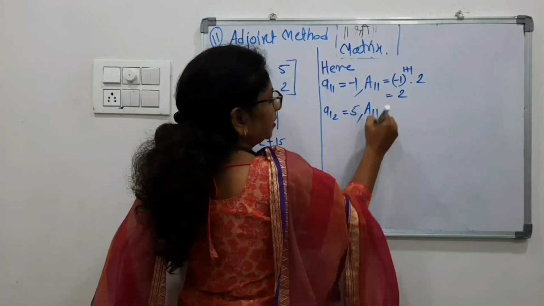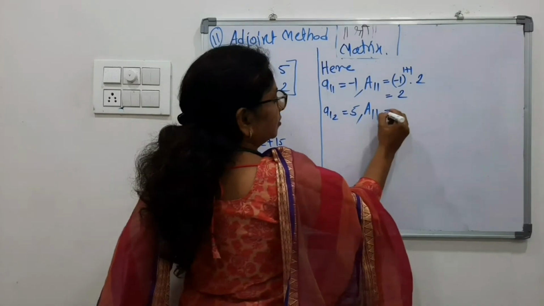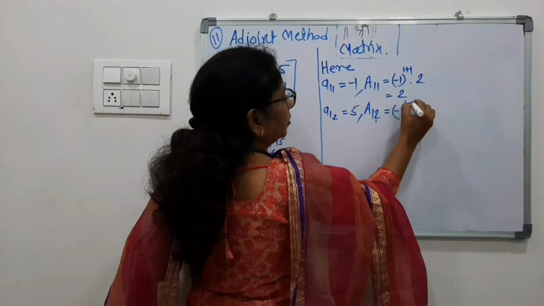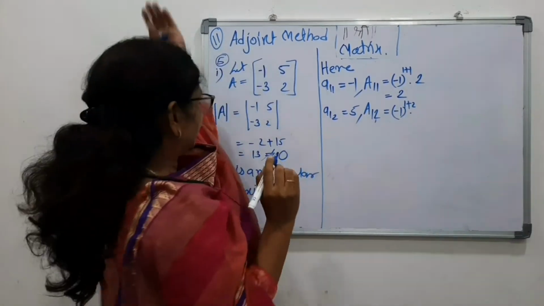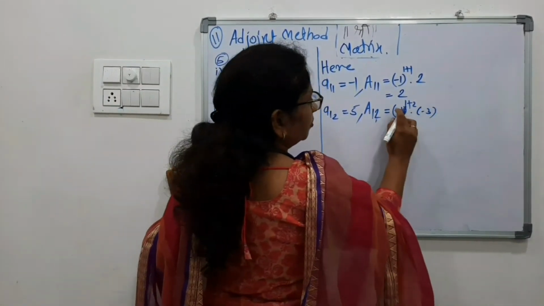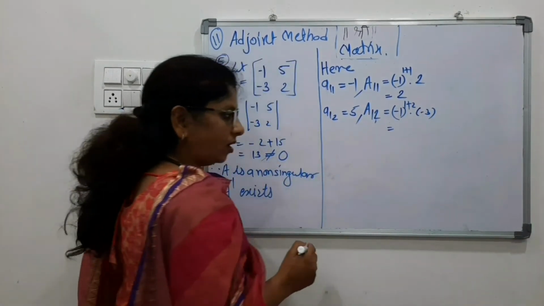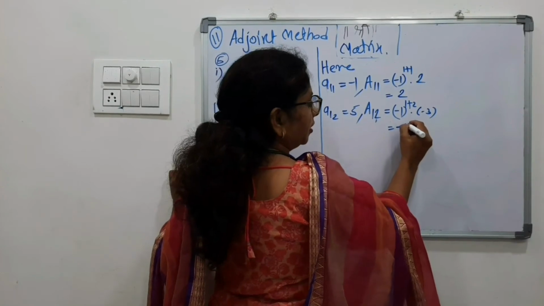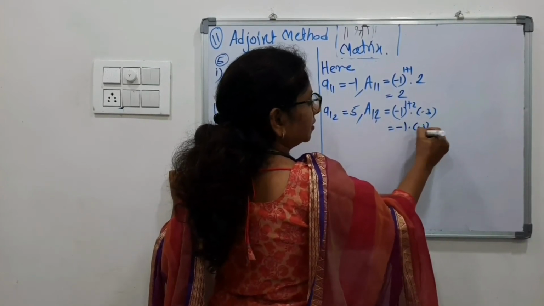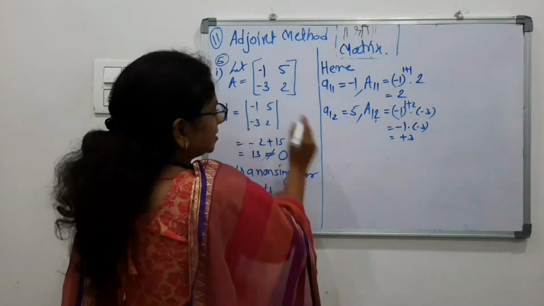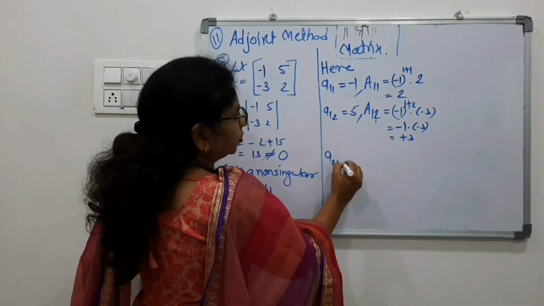Corresponding cofactor is A12. Minus 1 to the power 1 plus 2, and hide first row and second column, remains minus 3. Now minus 1 to the power odd number 3, so minus 1 into minus 3, that is minus minus plus 3. Now next element A21.